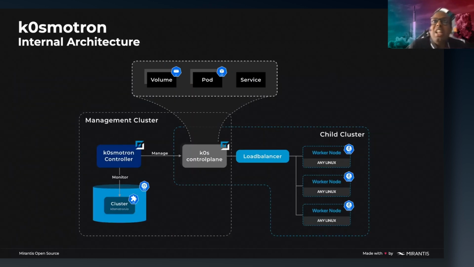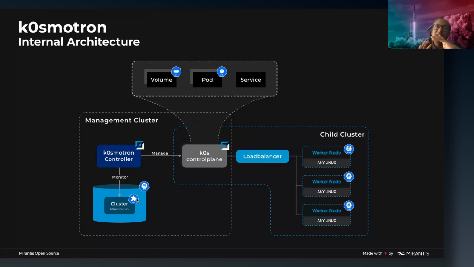If we look at it in a little bit more detail, then you have 2 components that you need to consider, right, with k0smotron. The first one is your management cluster. So your management cluster is a Kubernetes cluster. In this case, we have built that Kubernetes cluster using k0s, right? So it is a primary Kubernetes instance where you have Kubernetes running, and we will install k0smotron there. And k0smotron is an operator basically, right? So it comes as a controller plus its own CRD, right? So that's the first entity.